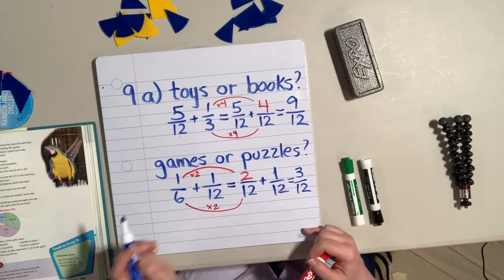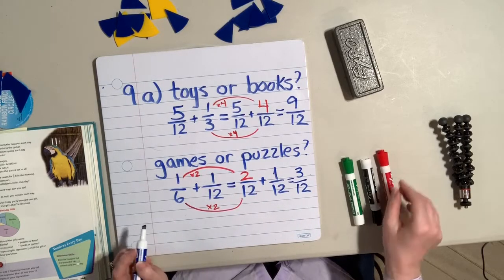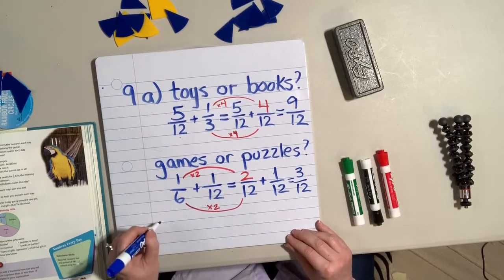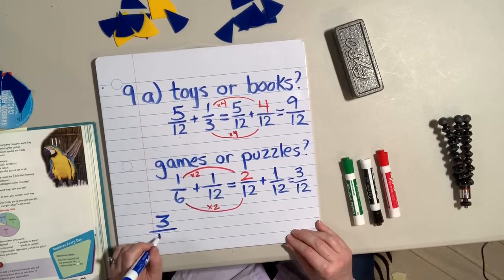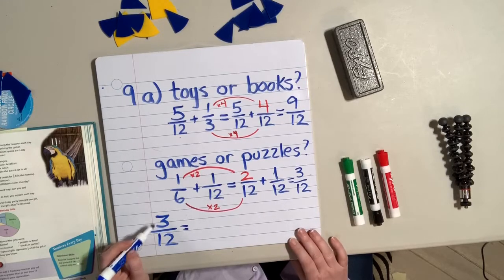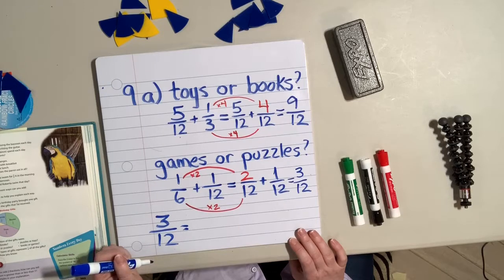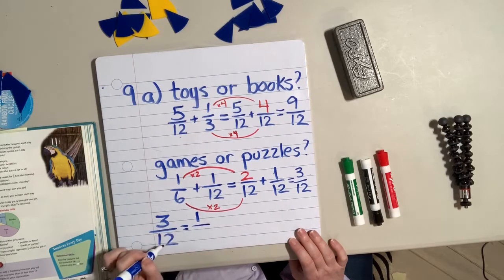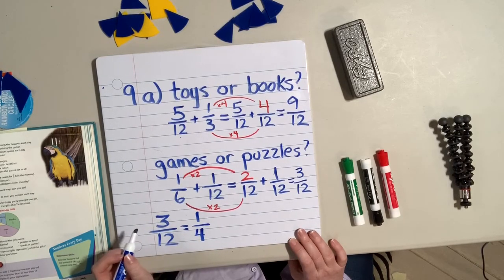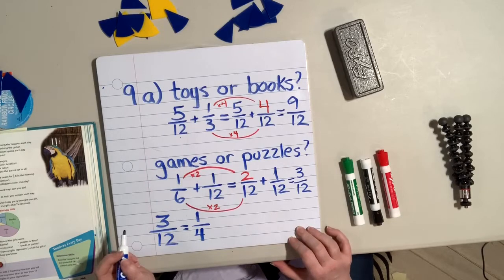But I want to ask you something. Is that in simplest form? Let's think back to what it means to be in simplest form. Simplest form means you can't divide it any further. And you should know from your divisibility rules that 12 is divisible by 3. So let's do that. 3 divided by 3 is 1, and 12 divided by 3 is 4. So your answer would be 1/4 of the gifts were games or puzzles. And don't forget to put a sentence for your word problems.